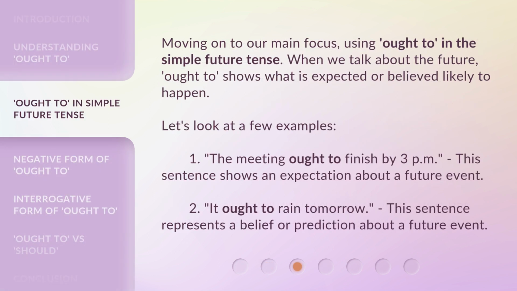Moving on to our main focus, using ought to in the simple future tense. When we talk about the future, ought to shows what is expected or believed likely to happen. Let's look at a few examples. 1. The meeting ought to finish by 3 p.m. This sentence shows an expectation about a future event. 2. It ought to rain tomorrow. This sentence represents a belief or prediction about a future event.